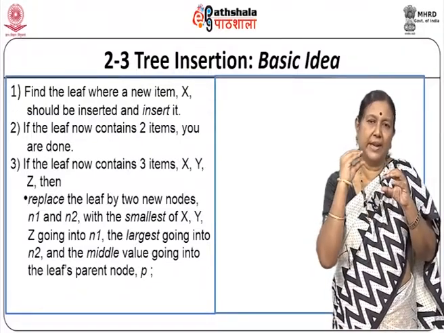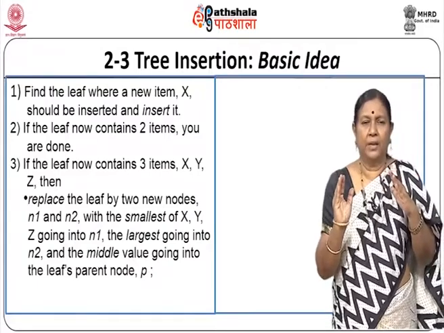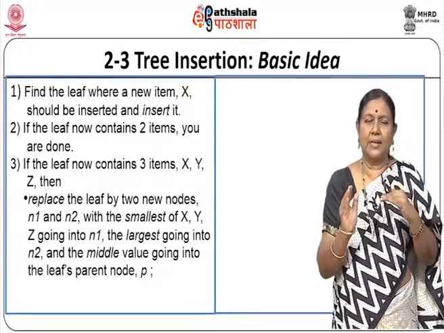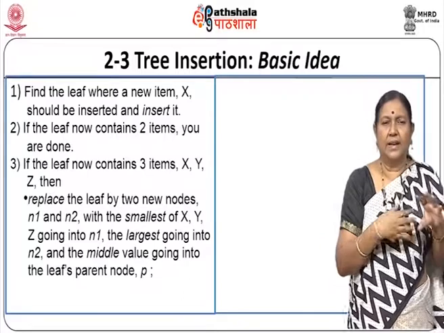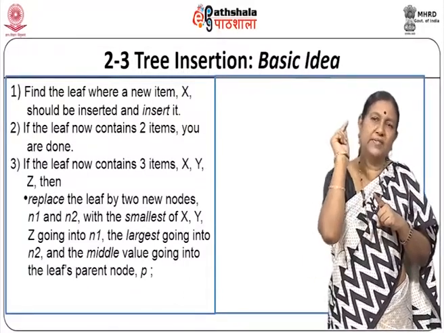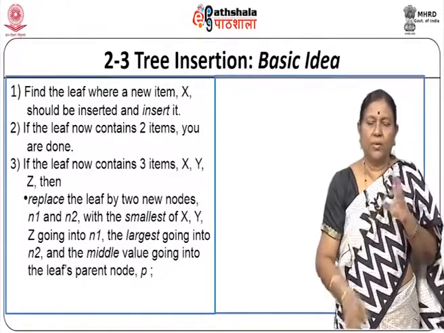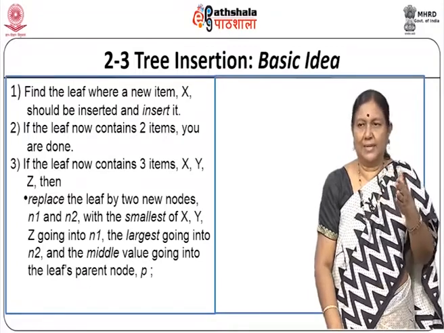So, instead of having that leaf, you replace the leaf by 2 new nodes n1 and n2, with the smallest of x, y and z going into n1 and the larger going into n2, and the middle value going up to the leaf's parent as a parent node p. Okay. Now, we will understand this further as we go along.